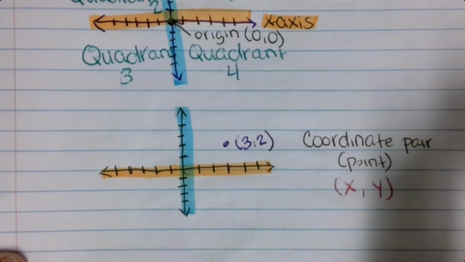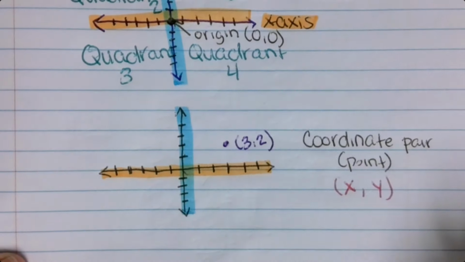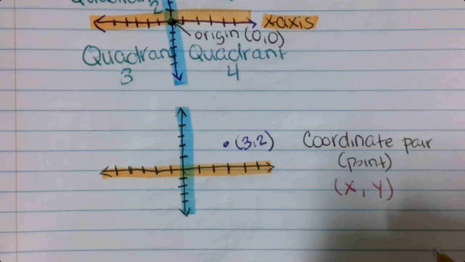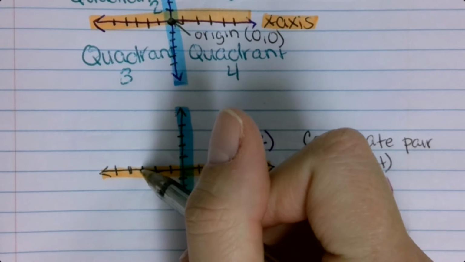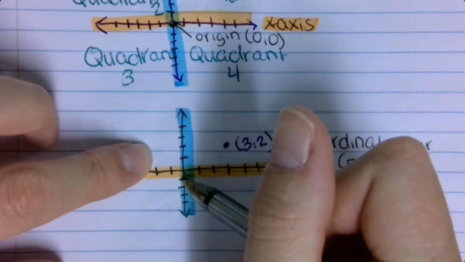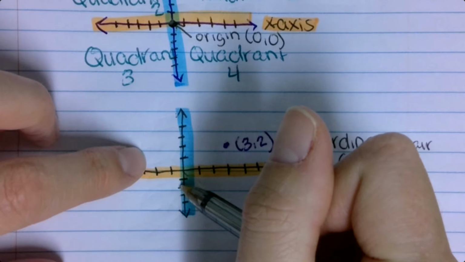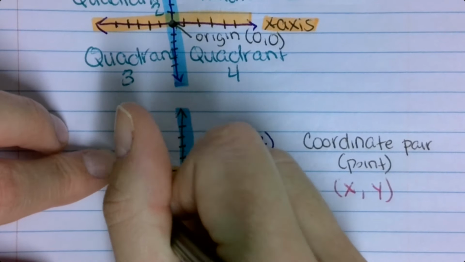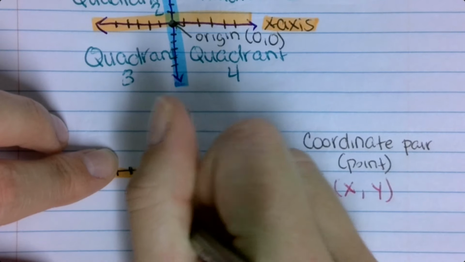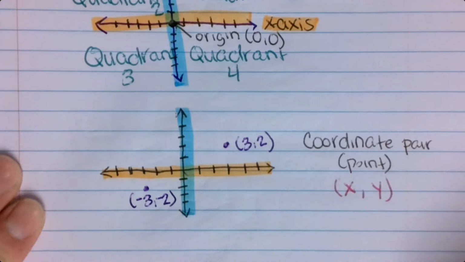If we plot the point (-3, -2), we would go 1, 2, 3 on the x-axis, negative. We would go 1, 2 on the y-axis, negative, and where those two points meet would be here, and this is going to be the point (-3, -2).